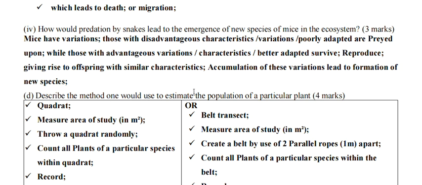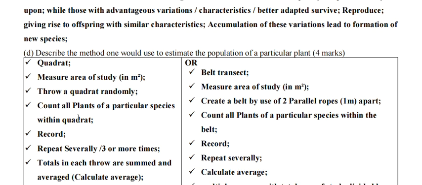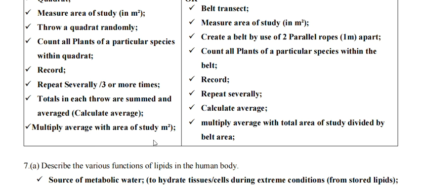Part D, describe the method one will use to estimate the population of a particular plant. Basically, you can use a quadrat. When you use a quadrat, you measure the area of study, in meters squared. You throw a quadrat randomly and count all the plants of a particular species. Particular should be underlined, they must be within the quadrat. Then you record, and repeat severally, 3 or more times. Totals in each row are summed and averaged. Then multiply the average with the area of study in meters squared.